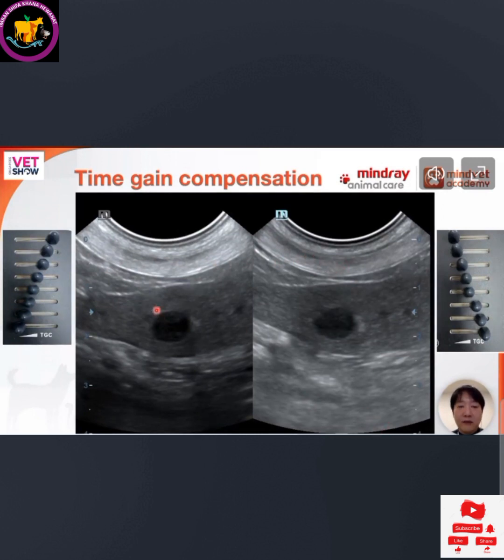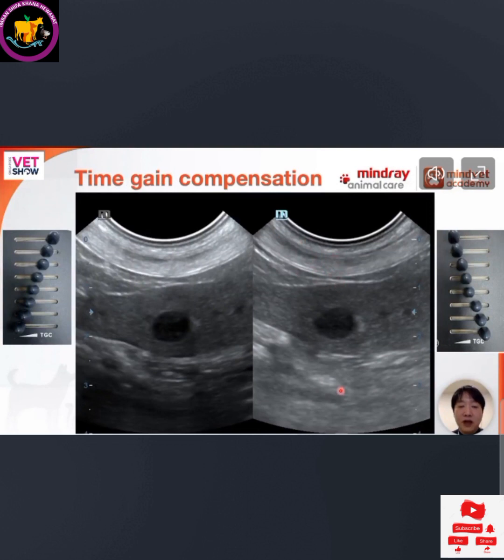In the left picture, we show increased superficial amplification when the button is slid to the right, resulting in a brighter display of the superficial region here. On the other hand, the deeper region appears darker due to the TGC being set to the left. In the image on the right, TGC is set to the left in the superficial region and to the right in the deeper region, resulting in a brighter display of the deeper region.